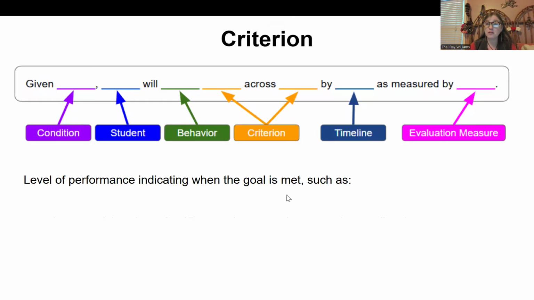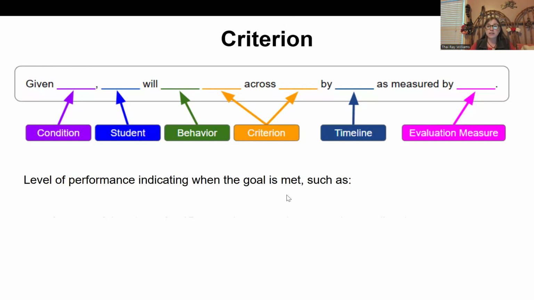Welcome back for part 4 of our introduction to IEP goals and objectives and evidence-based practices. 3 components of an IEP goal down and 3 to go. All right, so we've talked about the condition, we've talked about the student and the behavior. Now we're going to talk about the criterion.